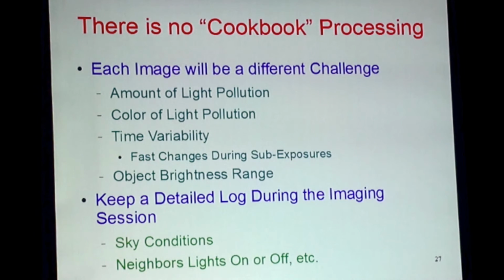Time variability is a big issue. Fast changes during sub-exposures may or may not be a problem. Something we need to discover in future experiments. Again, brightness range is a problem. I strongly recommend you keep a detailed log of everything you do in your backyard experiments. I do that all the time. I do that because I need to know what PHD is doing. And if I change something, I make an entry in my log. Make sure I don't forget that I've changed it.